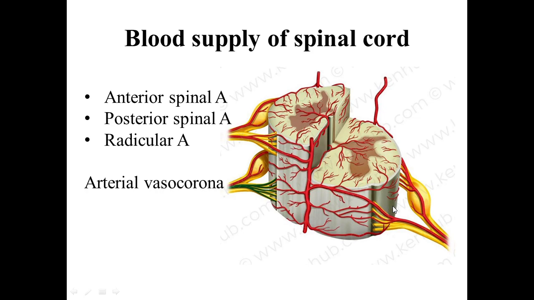Now all these arteries, the anterior spinal artery, posterior spinal arteries and the radicular arteries, form a plexus in the pia mater. This plexus of arteries in the pia mater is called the arterial vasocorona. It has no connection with the coronavirus. So this plexus, which is present in the pia mater, is called the arterial vasocorona.